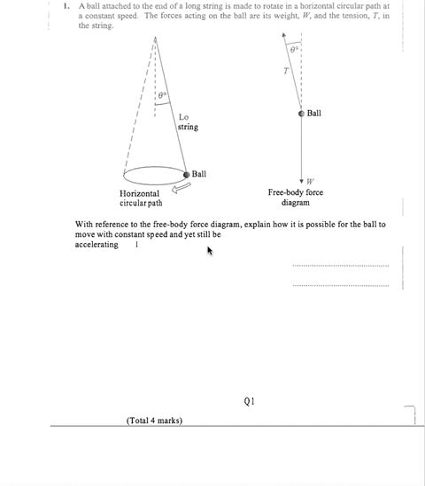at a constant speed. The forces acting on the ball are its weight W and the tension T in the string. And here you have the free body force diagram showing the weight acting down, the tension acting at an angle theta to the vertical. With reference to the free body force diagram, explain how it is possible for the ball to move at a constant speed and yet still be accelerating.